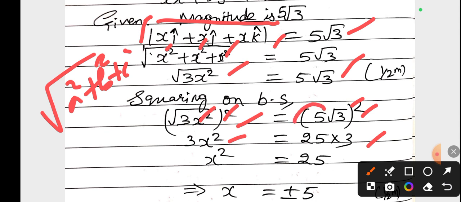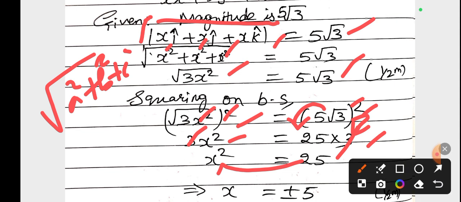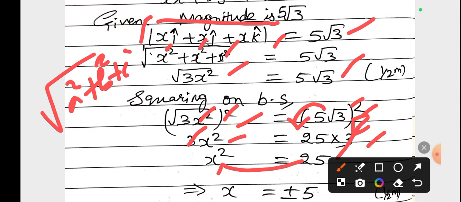Can you tell me what is 5 square? 25. What is root 3 square? 3. So this 3 and 3 can be removed. Just simplification, nothing else. So x square is 25 now. x is plus or minus 5.